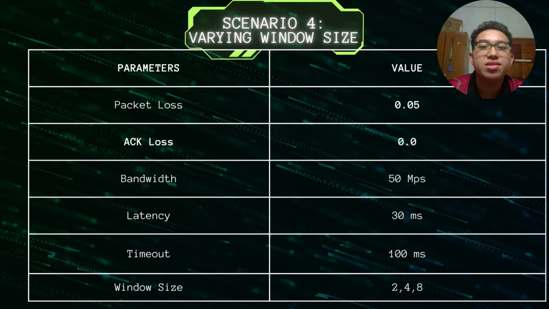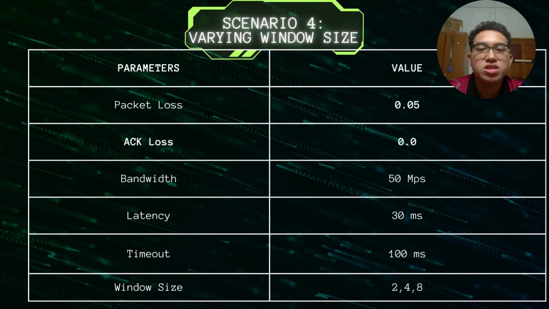The last scenario is scenario 4, varying window size. In the final scenario, we focus specifically on the window size parameter, which applies to Go-Back-N and Selective Repeat protocols. We keep the network conditions moderate, packet loss at 5%, latency at 30 milliseconds, and bandwidth at 50 Mbps. Then, we vary the window size, testing values of 2, 4, and 8 to see how it impacts throughput, bandwidth utilization, and retransmissions. This scenario helps us evaluate the scalability and efficiency of sliding window protocols.